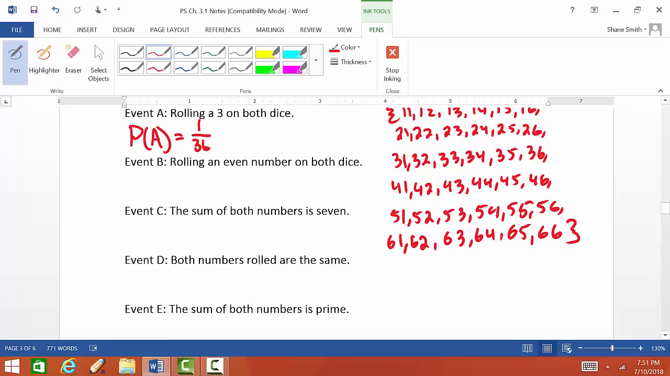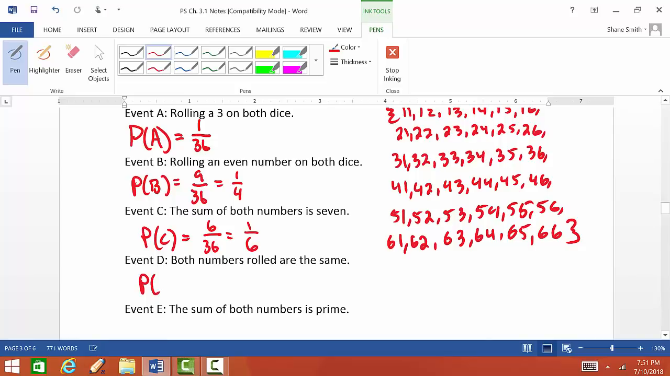So rolling an even number on both dice, probability of event B. Well, there's 9 instances where there's an even number on both dice out of 36, which simplifies to 1/4. The probability of C, the sum of both numbers is 7. Well, there are 6 of those possibilities out of 36, which is 1/6. By the way, 7 is the most commonly rolled number on 2 dice.